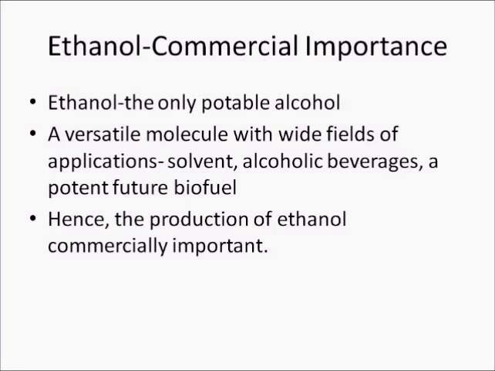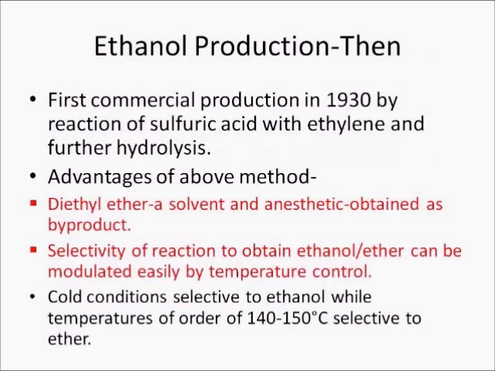Ethanol is commercially important as a solvent, alcoholic beverage, and as a future source of renewable energy in the form of biofuel. Let's have a look at the various processes for ethanol production. It was first produced in 1930 by reaction of cold concentrated sulfuric acid over ethylene. At high temperatures, diethyl ether, an important solvent, was obtained as a byproduct. It has good selectivity for ethanol under appropriate temperature modulated conditions.